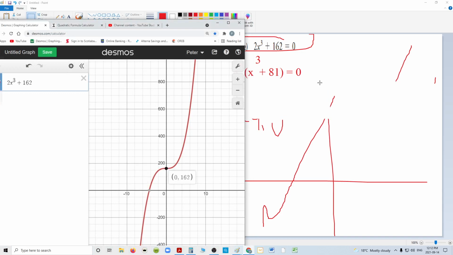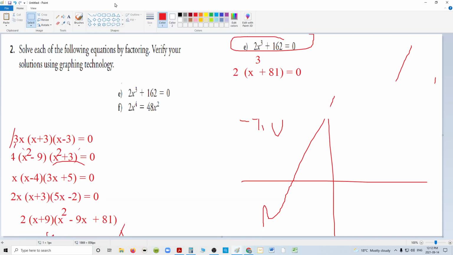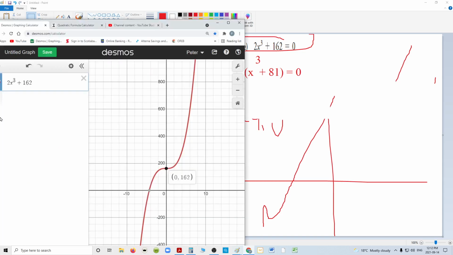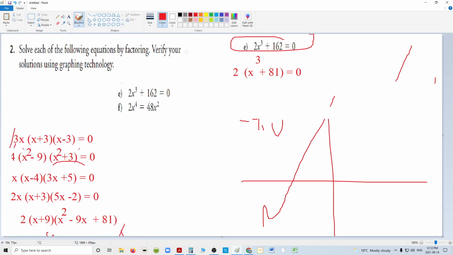Oh, I didn't get the right root though. So let me see what I did wrong there. I got a 2x cubed plus 182. Okay, so I did a factoring wrong. Oh, I know what I did wrong. No, I didn't.